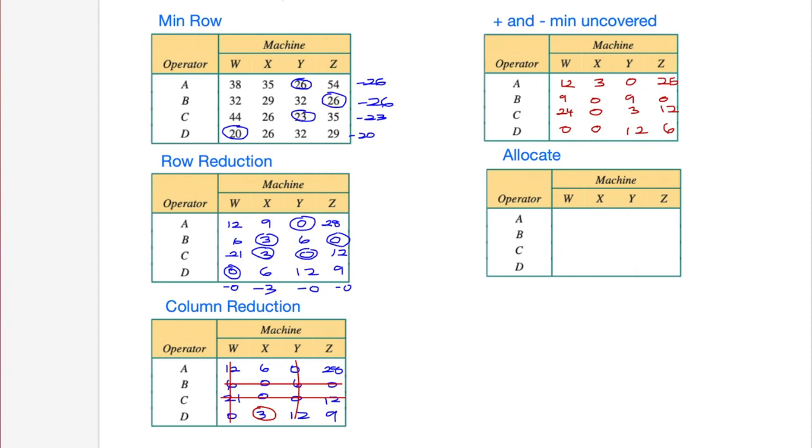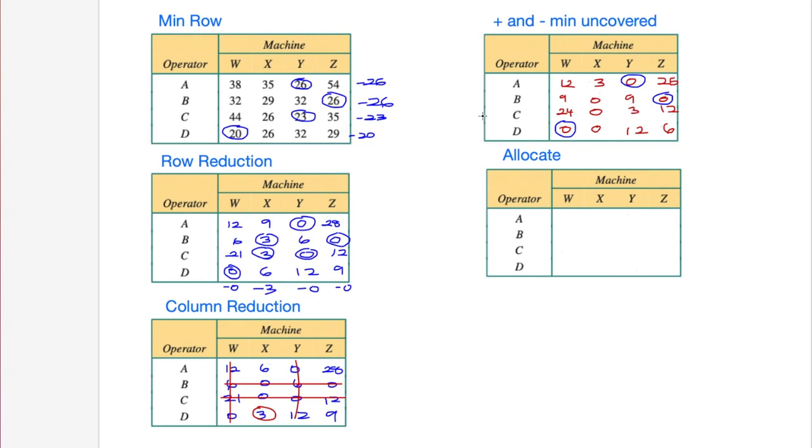normally you'd have those drawn in, we would allocate based on the zeros. So I like to go for the fussiest jobs and people first. So if you look down each of the columns, if there are any columns where there's only 1 zero, then circle that zero. So we've got only one person, D, is best at using machine W. There's only one person that's best at machine Y here. There's one person that's best at machine Z, and that already does the allocation.